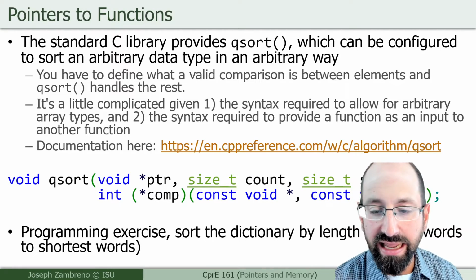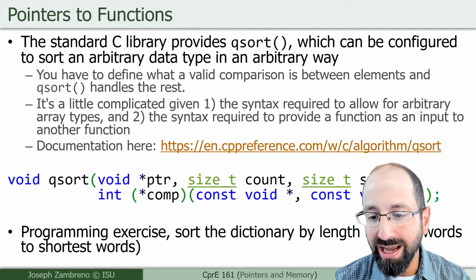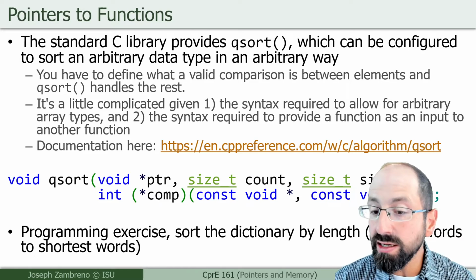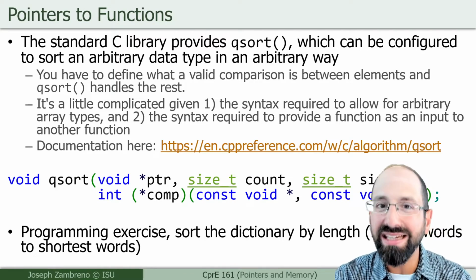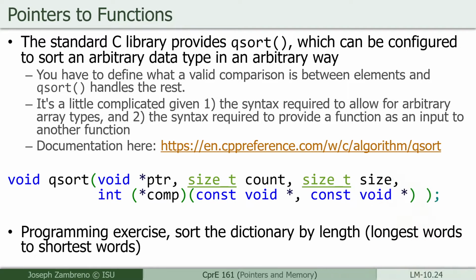And the idea is that the function name itself can then become an input to a program. There's not a lot of circumstances in which we typically would want to do that. I mean, there are, but not the kind you would see in an academic setting. But one such example that we do see is using the so-called qsort function. So the standard C library provides a qsort. It doesn't stand for quick sort, but people call it that, which can be configured to sort an arbitrary data type in an arbitrary way, which is a very powerful thing.